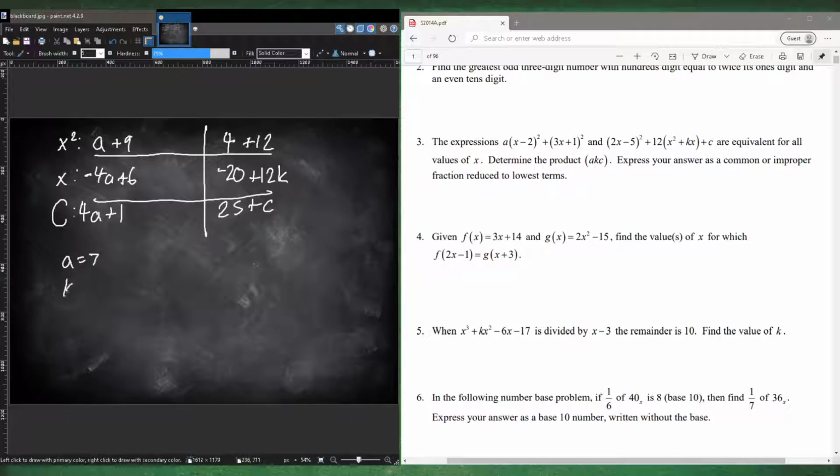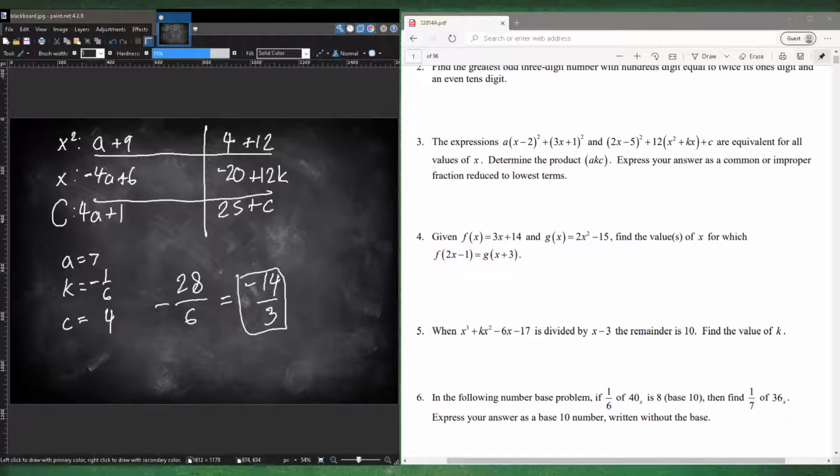Now we can find k. We have a equals 7, and we can plug it in here. So negative 4 times 7 is negative 28, plus the 6 is negative 22, plus the 20 is negative 2. Negative 2 divided by 12 is negative 1/6. And then we have our final value, which is c. So 4a + 1 is equal to 25 + c. So we have 28 + 1 is 29 because a equals 7. So 29 minus 25 is 4. So multiply them together, that's 28 over 6, negative, simplify, negative 14 over 3.